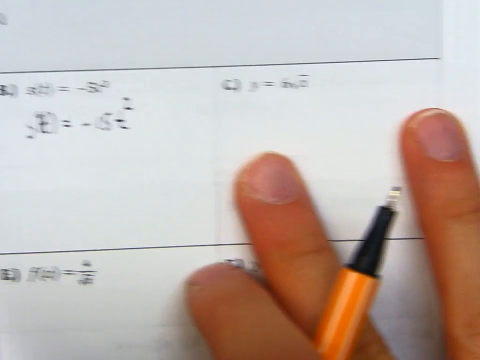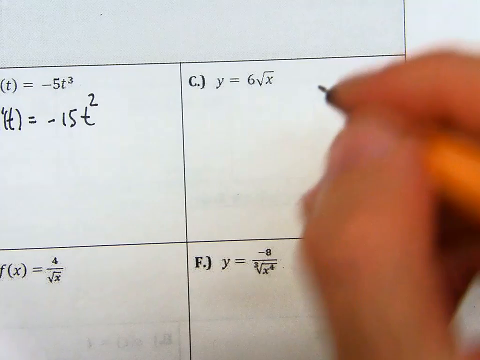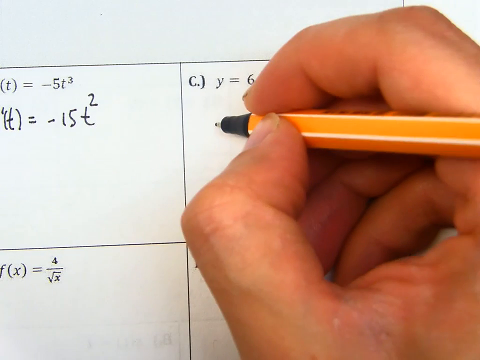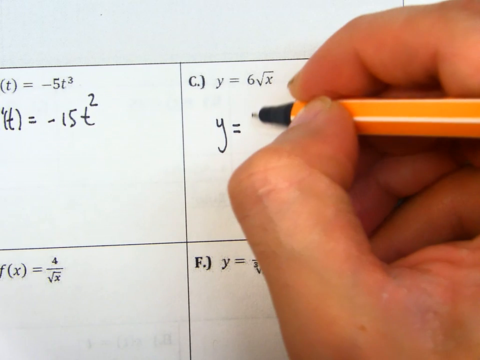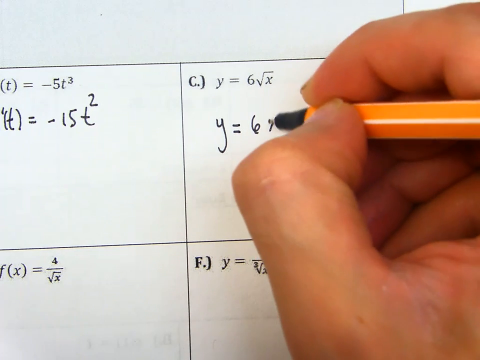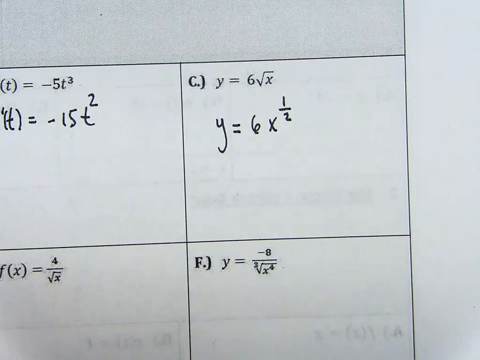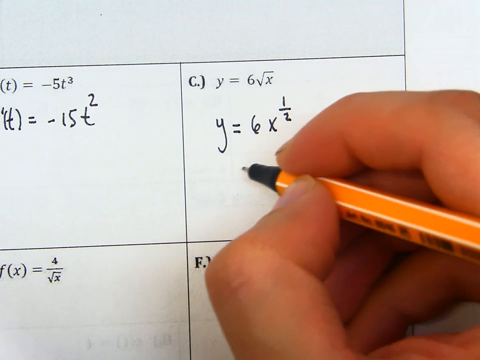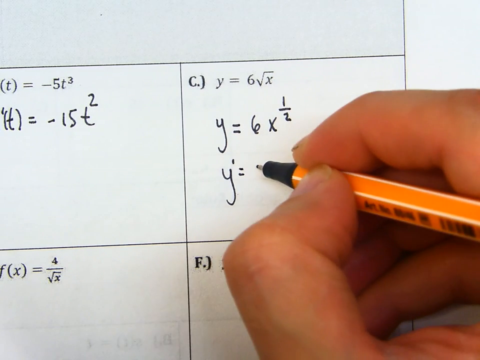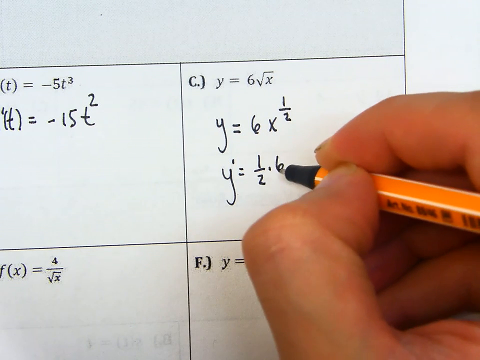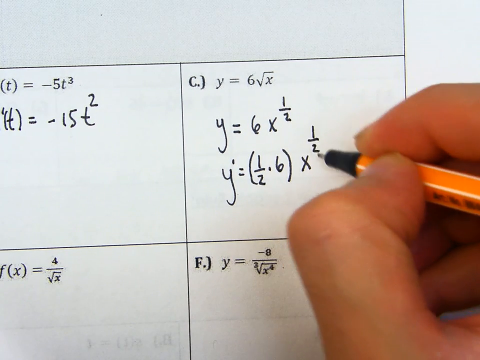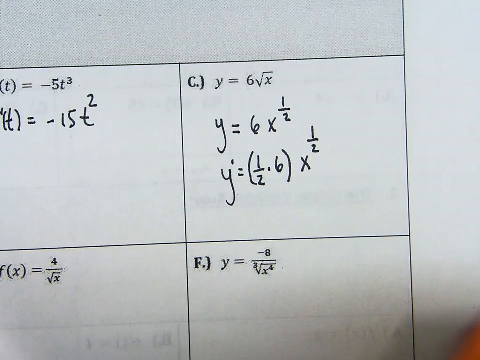Okay, let's see what about letter C. For letter C, we have to change this into some fractional exponents. Notice that y is equal to 6 times x to the 1/2. Now we do the power rule: y prime is equal to 1/2 times 6, and then x to the 1/2 with a minus 1.